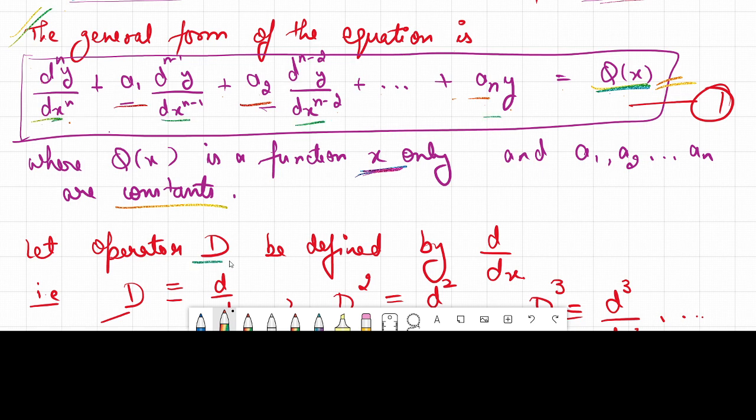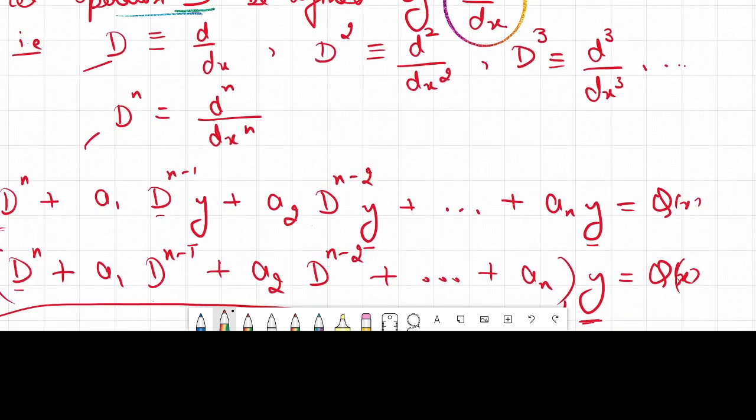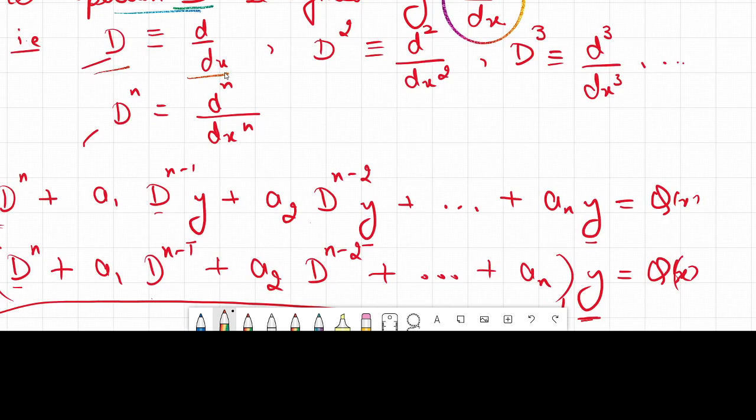Okay, so if we let the operator D be defined as d by dx, then D will be equivalent to d by dx, D squared will be equivalent to d2 by dx2, D cube is equivalent to d3 by dx3, and so on. So D^n will be the nth derivative with respect to x.